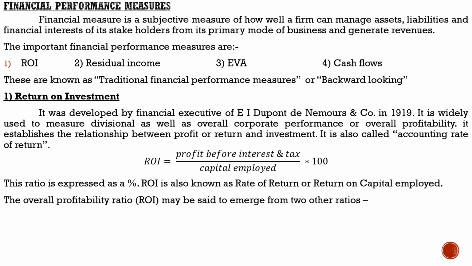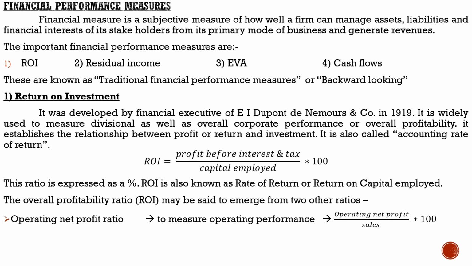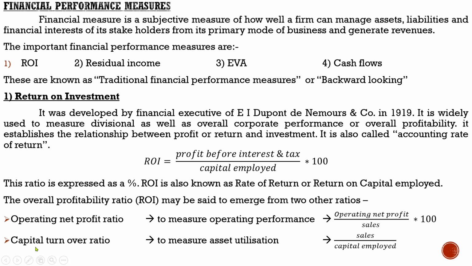The overall profitability ratio, in other terms ROI, may be said to emerge from two other ratios, that is operating net profit ratio and capital turnover ratio. The first one, operating net profit ratio, the equation is operating net profit divided by sales into 100. We use this equation to measure the operating performance. And at the same time, we will be using the equation capital turnover ratio, sales divided by capital employed. We use this equation to measure the asset utilization. By merging these two equations, we have developed return on investment.